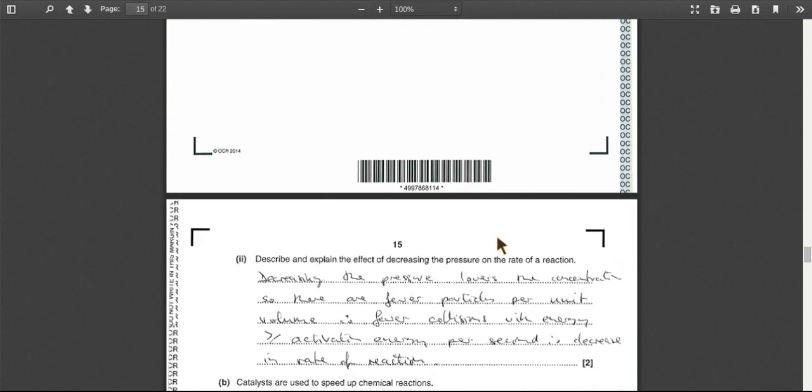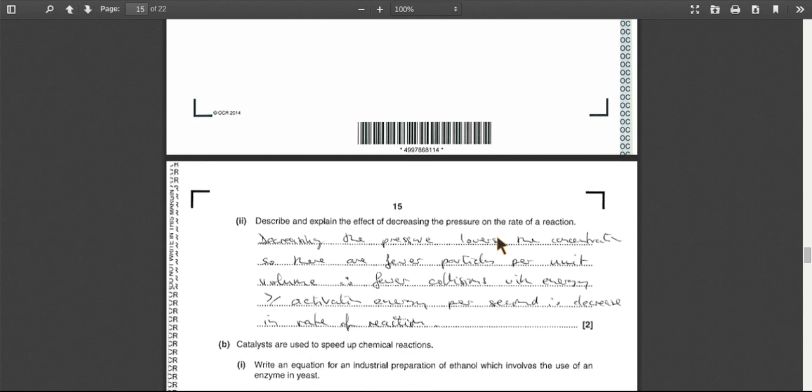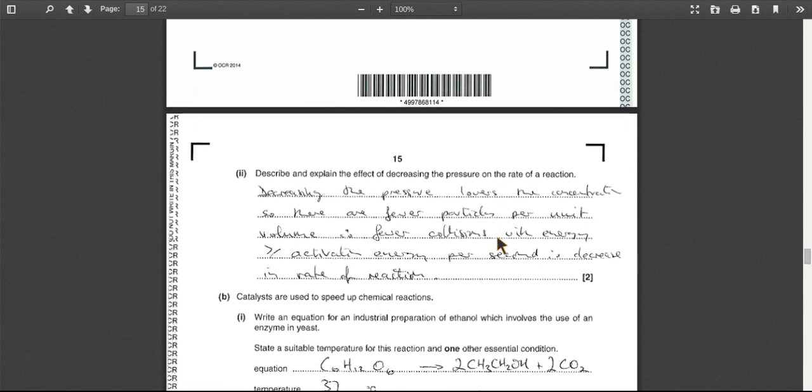Describe and explain the effect of decreasing the pressure on the rate of the reaction. So decreasing the pressure will lower the concentration, so you're going to have fewer particles per unit volume. So if you just imagine a 1 cubic centimetre volume, then at a lower concentration, because of the lower pressure, you're going to have fewer particles in that volume because they've got more space to move about in, and therefore you're going to have fewer collisions with energy greater than or equal to the activation energy per second, and so the rate will decrease.